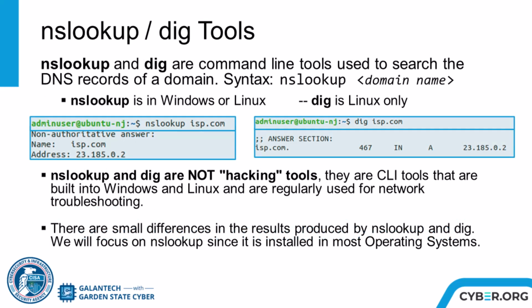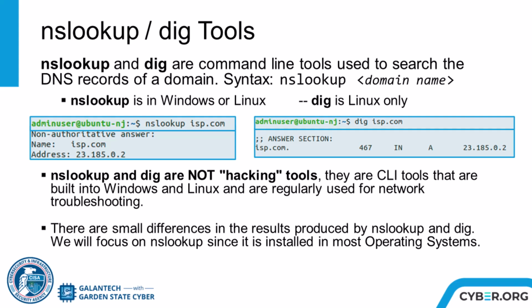Nslookup is used in a terminal or command line to get information about a domain and its IP addresses. There are also online tools available. Nslookup is used in Windows or Linux, and an alternative command in Linux is the dig command. It is perfectly okay to use the nslookup command on any domain, as this is a passive tool. Nslookup and dig are not hacking tools.